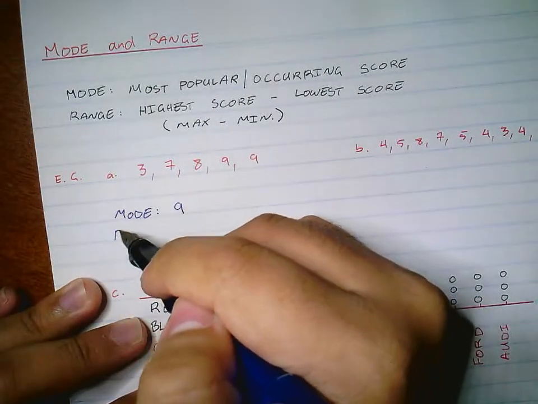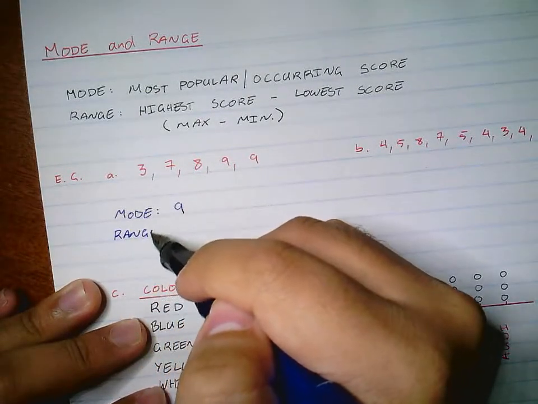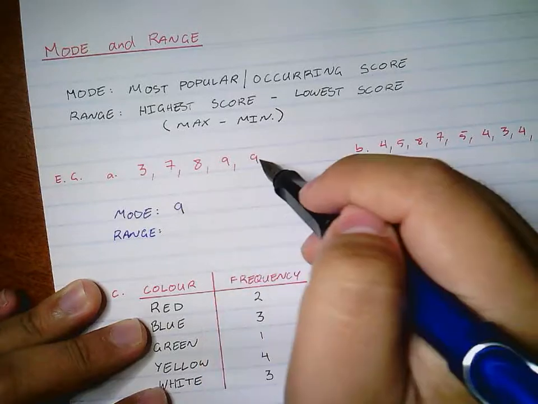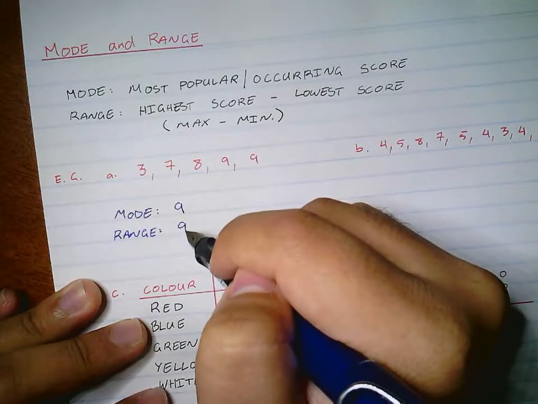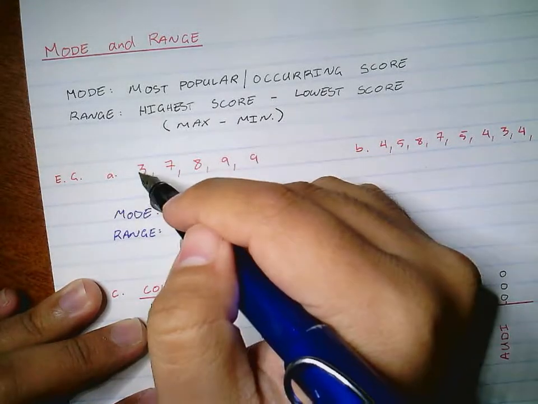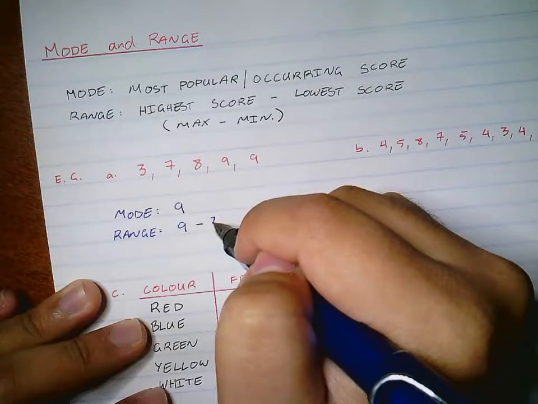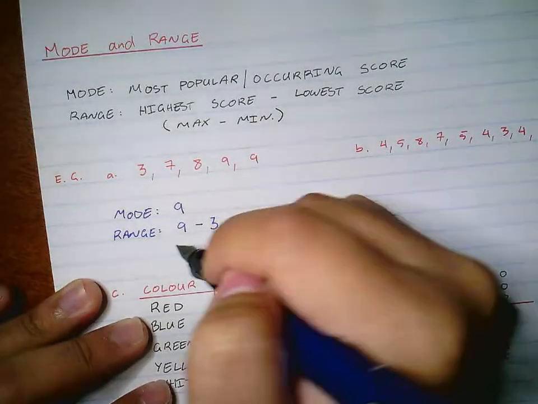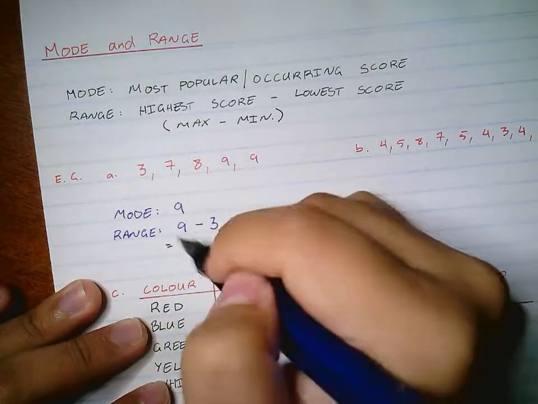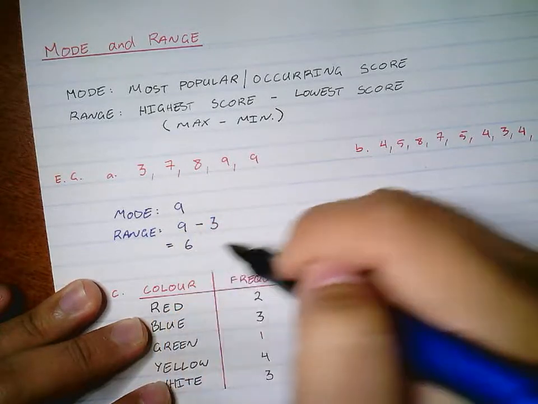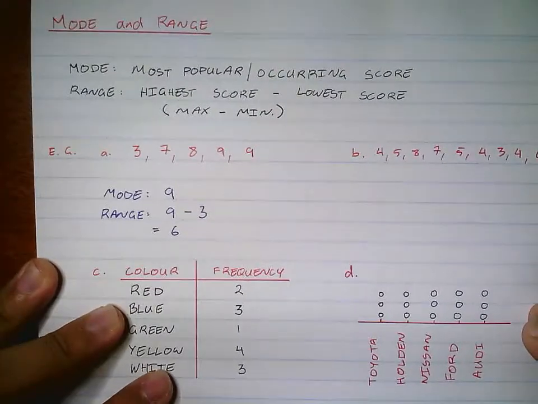And our range must be the highest value, which is 9, subtracted by the lowest value, which is 3, which gives us 9 minus 3 is 6. So the range is 6.